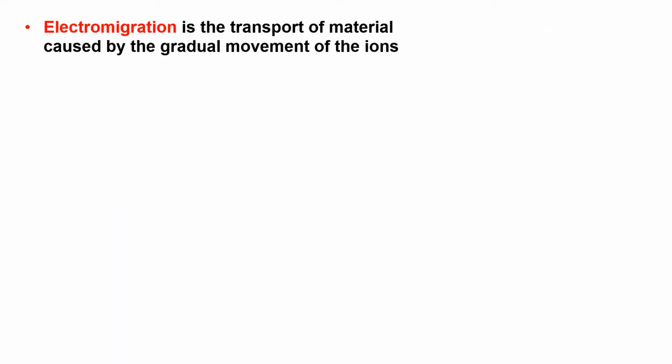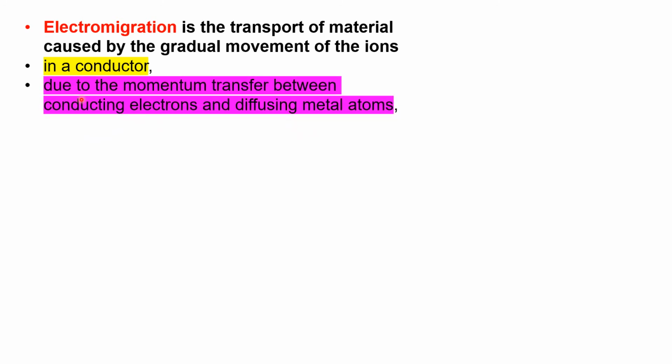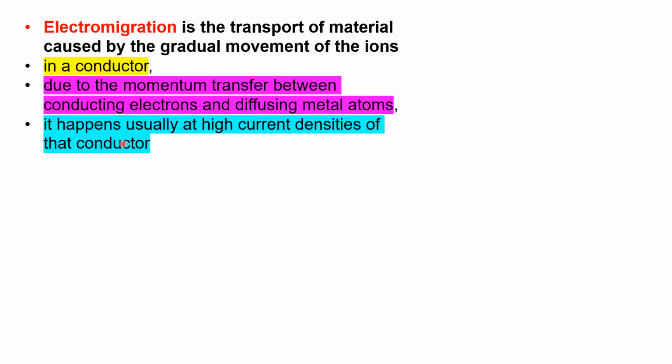Yeah, we will get to know more details on electromigration. Electromigration is the transport of material caused by the gradual movement of the ions. So where does it occur? It occurs in a conductor where the electron movement occurs. And why does it occur? It occurs due to the momentum transfer between conducting electrons and the diffusing metal atoms. It usually happens at high current densities of that conductor, when the EM current limits are violated.